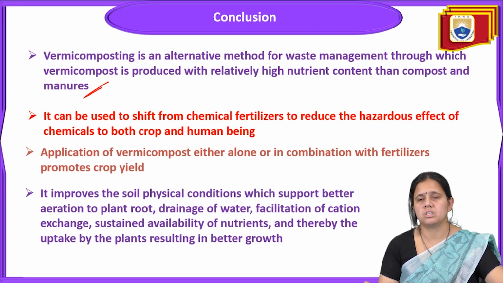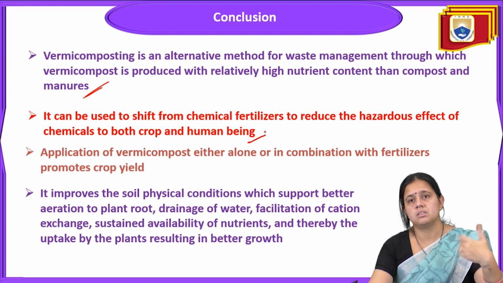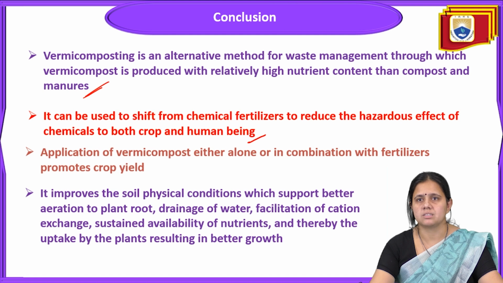It can be used to shift from chemical fertilizers, to reduce the hazardous effects of chemicals on both crops and human beings. So instead of chemical fertilizers, this vermicompost can be used, and it is going to reduce the hazardous effects of chemicals. The application of vermicompost, either alone or in combination with some fertilizers, is going to promote the crop yield.